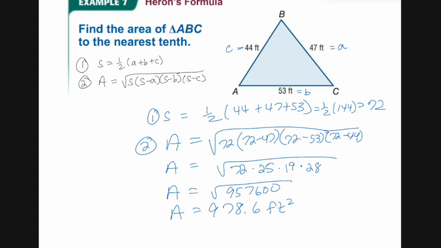Okay? So, just kind of an interesting formula that I wanted you guys to see. If you ever need to find the area of a triangle and it's not a right triangle and you know the length of the sides, bam, there's actually a formula for that. And someone derived it using the law of cosines. That's why it's in this section.